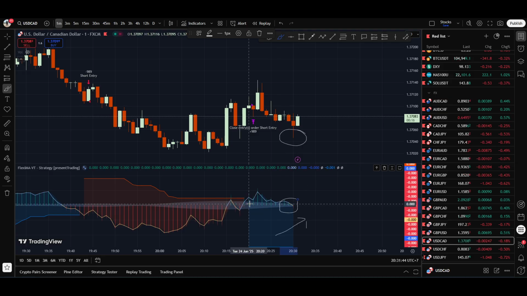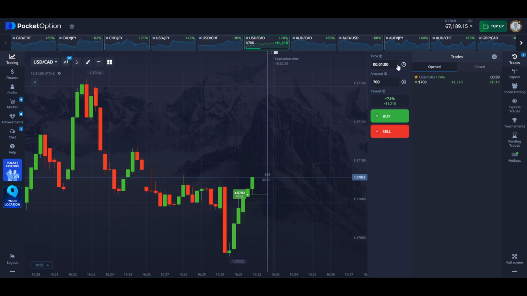The price, our blue line, touches the 0 line. And so from here, I want to open my buy trade. But since I'm entering this trade late, I've decided not to take too much risk and to cut my risk in half down to $700.